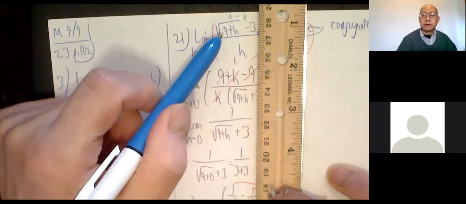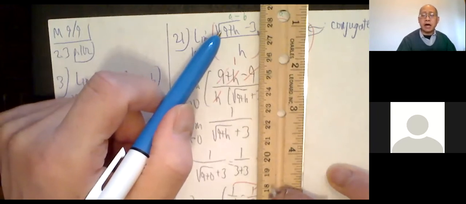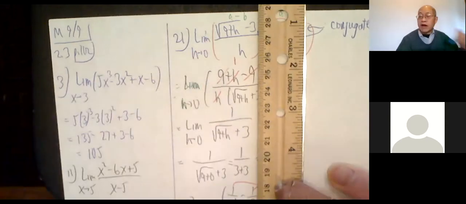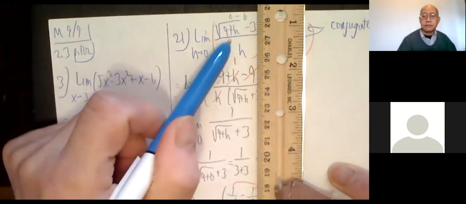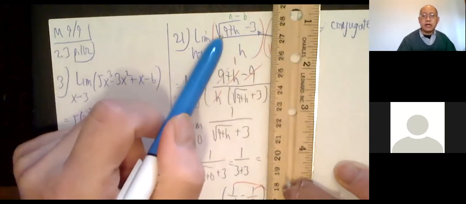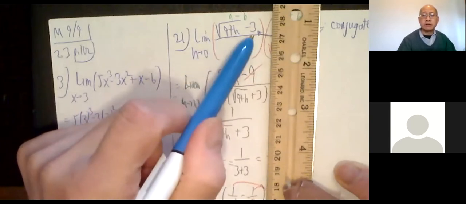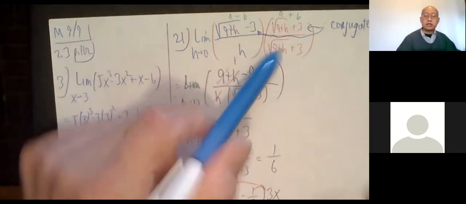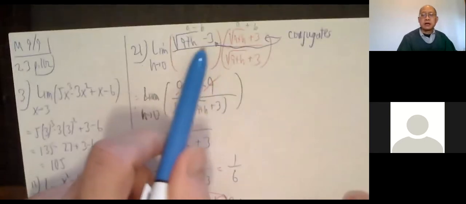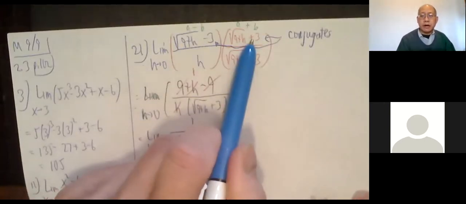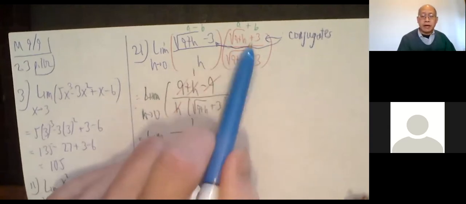Here's the trick. You've heard of rationalizing the denominator in algebra. In this case, we're going to rationalize the numerator. So you multiply by the conjugate of the numerator. The conjugate of radical 9 plus h minus 3 would be radical 9 plus h plus 3. These two are called conjugates. If this was a plus, you would make this one a minus. If it's a minus, you would make it a plus.